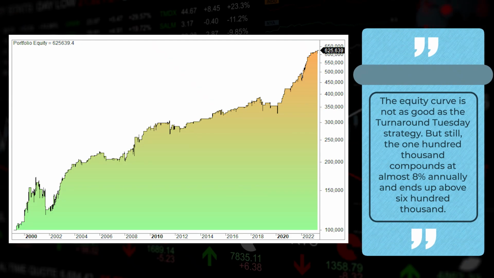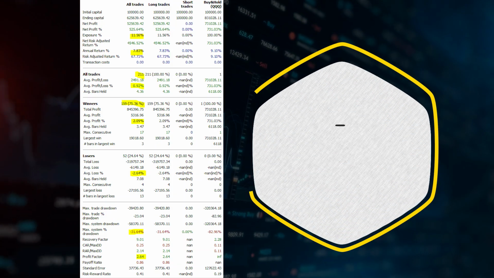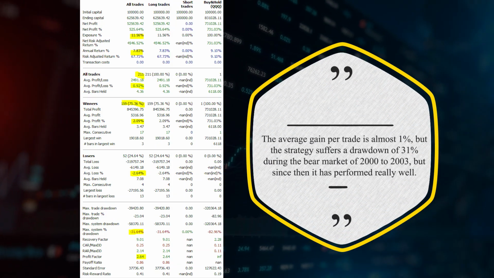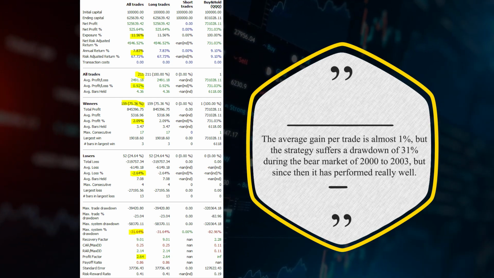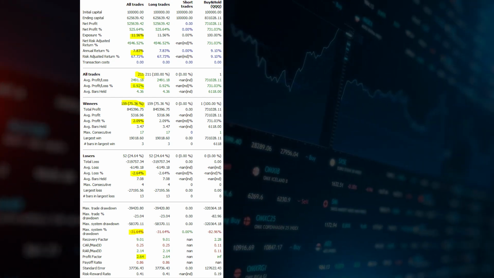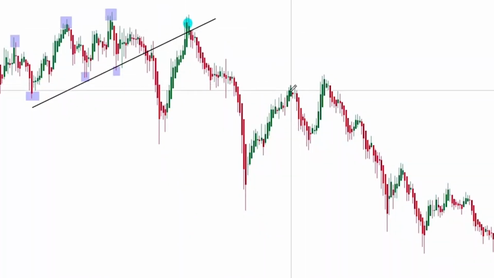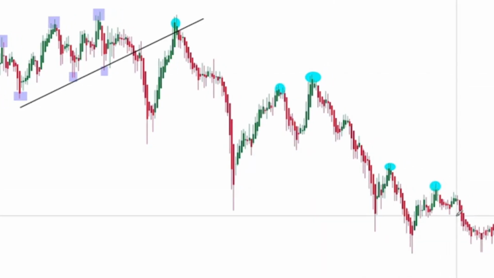The equity curve is not as good as the Turnaround Tuesday strategy, but still the $100,000 compounds at almost 8% annually and ends up above $600,000. The average gain per trade is almost 1%, but the strategy suffers a drawdown of 31% during the bear market of 2000 to 2003, but since then it's performed really well. This ETF trading strategy works nicely on other stock ETFs as well, even bonds.